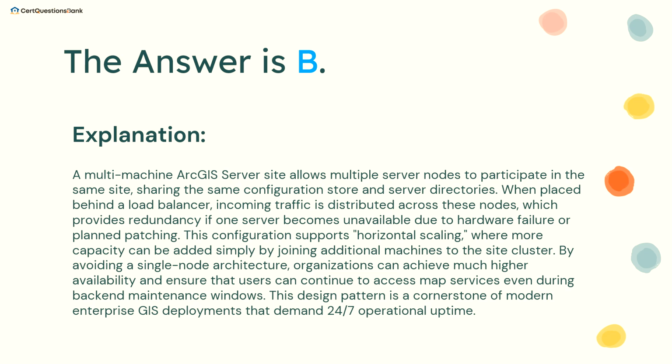This configuration supports horizontal scaling, where more capacity can be added simply by joining additional machines to the site cluster. By avoiding a single-node architecture, organizations can achieve much higher availability and ensure that users can continue to access map services even during back-end maintenance windows. This design pattern is a cornerstone of modern enterprise GIS deployments that demand 24/7 operational uptime.